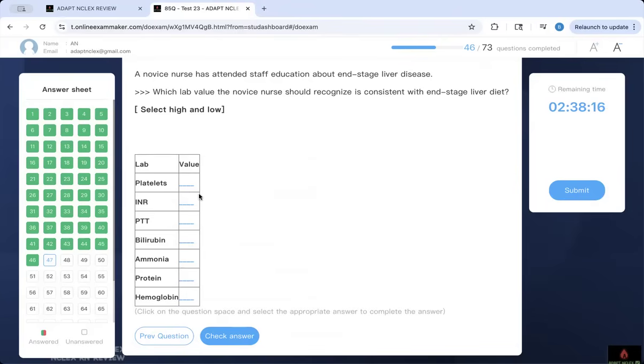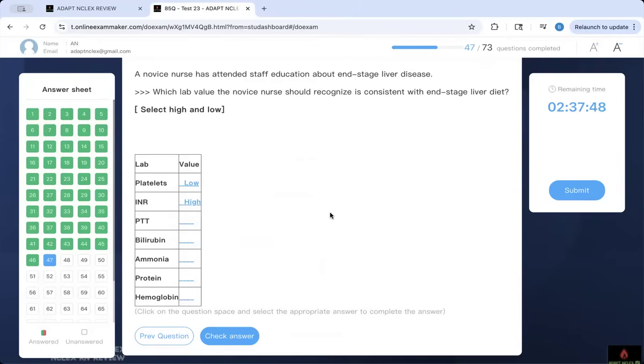Pick your answer. Is the platelet going to be high or low or normal? Is the INR going to do the same? Stop the video, pick your answer, and I'll give you the answers. I can tell you, when you have end-stage liver disease, your platelet, what is it going to do? It's going to be low because your spleen gets bigger and absorbs all the platelets. You have sequestration.